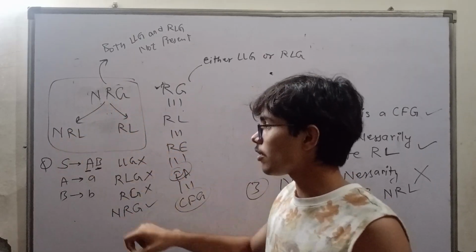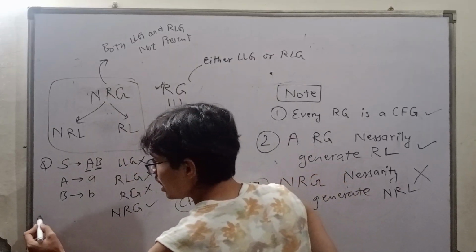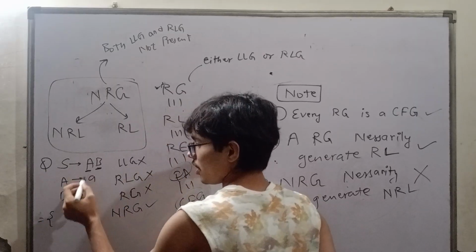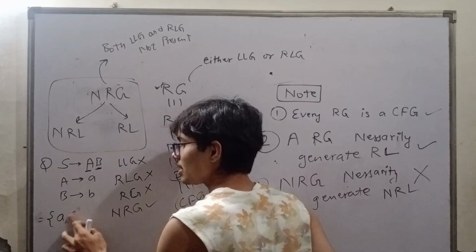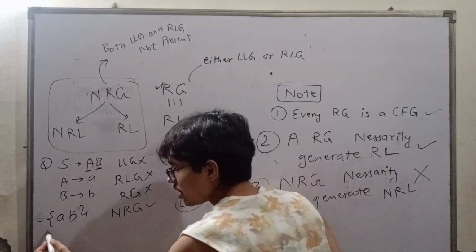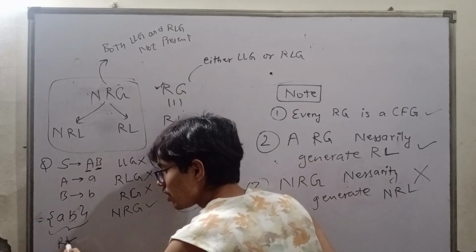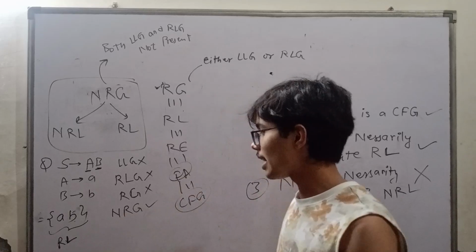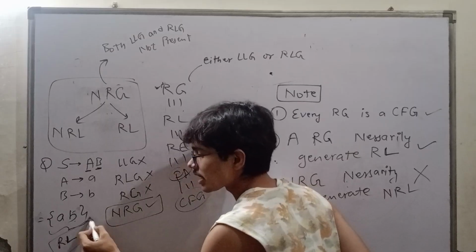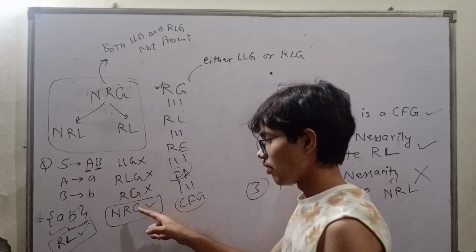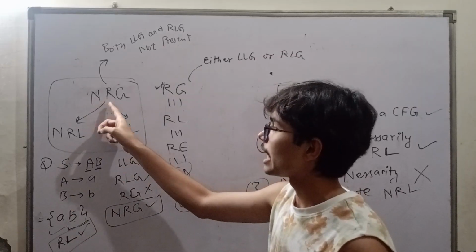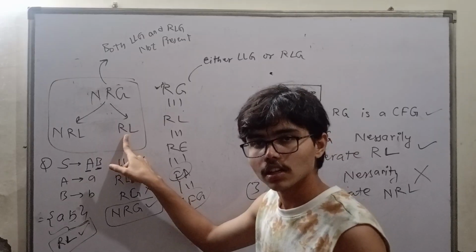Can we make a non-regular language or a regular language? You can see what the language generated by this is. The language AB is generated by this, and for the AB language you can make a finite automata. Yes, so this is a regular language. You can see with your own eyes that from a non-regular grammar, a regular language can be made.